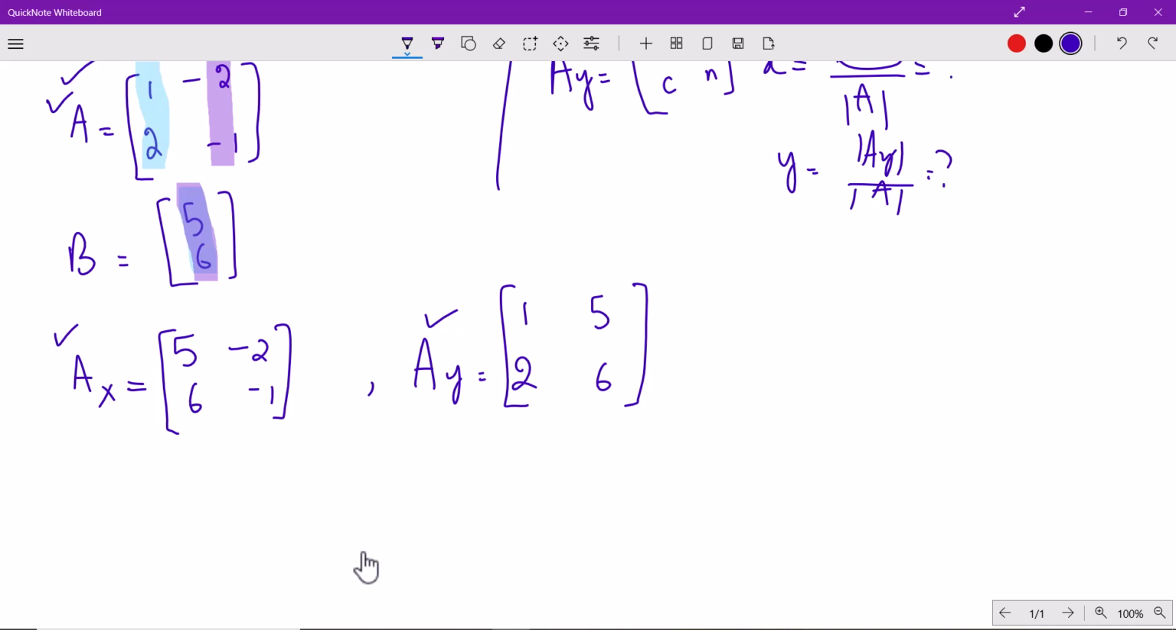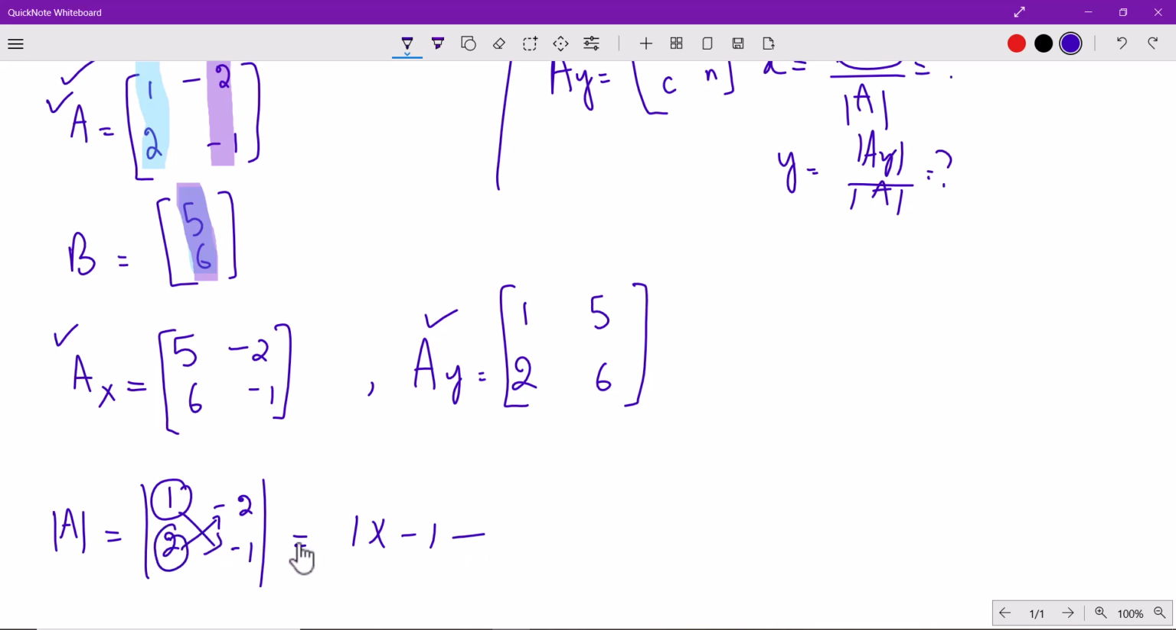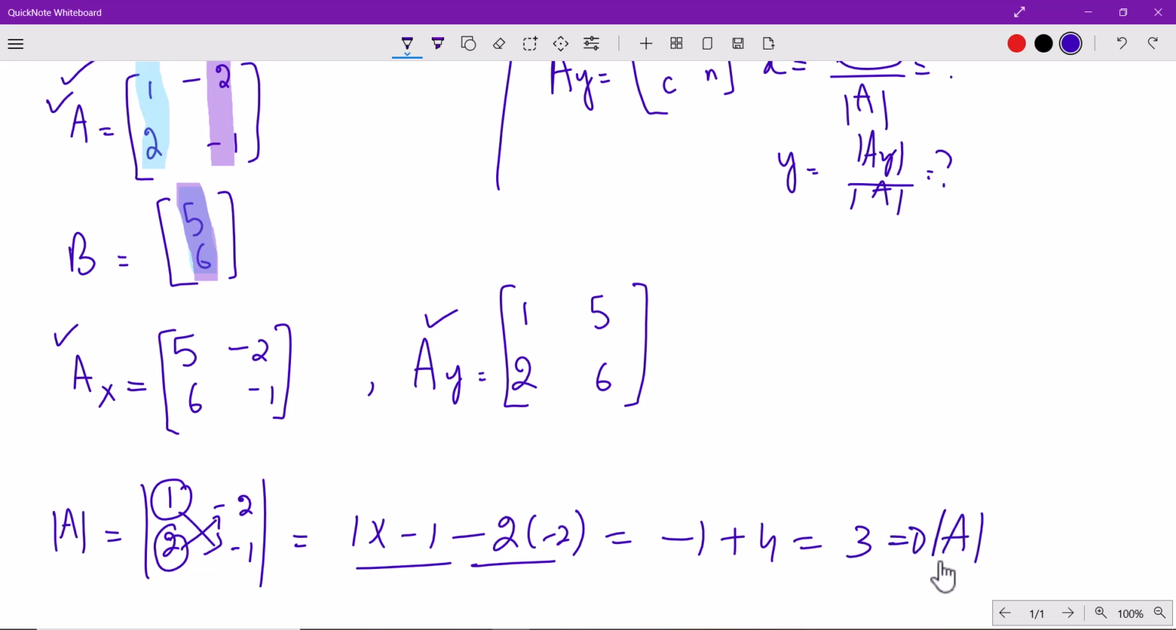Now find the determinant of the matrix. Determinant of A is 1, 2, minus 2 and minus 1. That is 1 multiply minus 1, minus minus 2 multiply minus 2. So minus 1 and plus 4 which is equal to 3. Determinant of A is equal to 3.